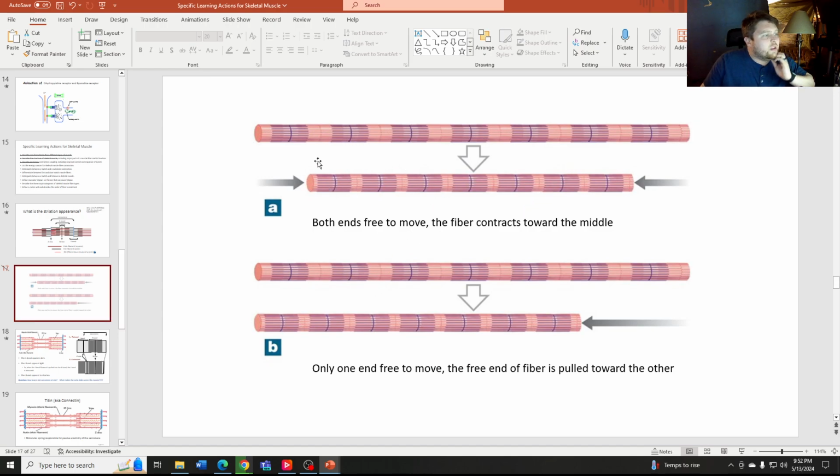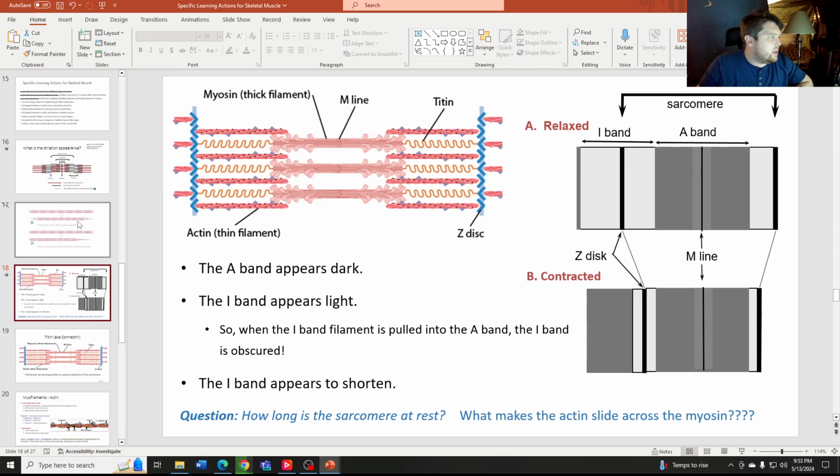So here we can see when they contract, you can have two different types of contraction. Both ends are free to move, the fibers contract towards the middle, or if there's only one end free to move, the free end of the fiber is pulled toward the other. Don't worry too much about these specifics, just understand they contract, okay? And every single one of the sarcomeres contracts along the whole muscle for the muscle to contract. This is just a couple different ways that we can picture this.